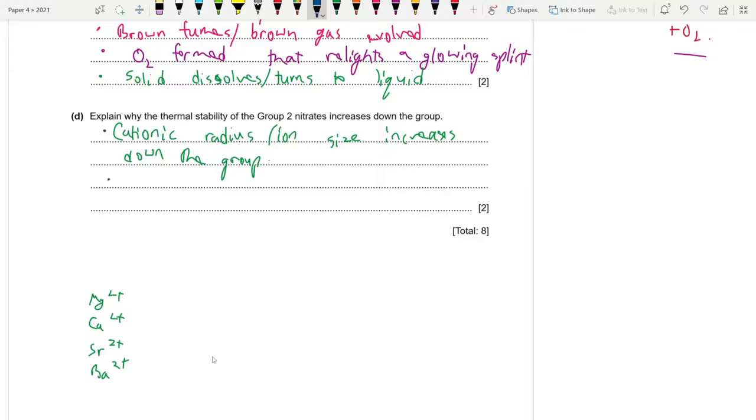What about point 2? As the size increases, there will be less polarization of the anion, right? Because according to Fajan's rule, as you increase the size of the cation, the polarizing power of the cation actually decreases, so the polarization of the anion cloud will also decrease. Less polarization or distortion of the nitrate ion anion NO3 minus occurs. Okay, really important question.